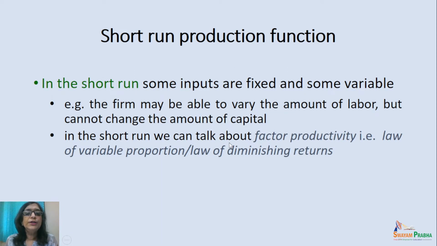Therefore, in short run, we can talk about factor productivity. That is, we can talk about how much this variable factor is bringing a change in the output for the firm. Therefore, in short run, we talk about the law of variable proportion, which is also called the law of diminishing returns.